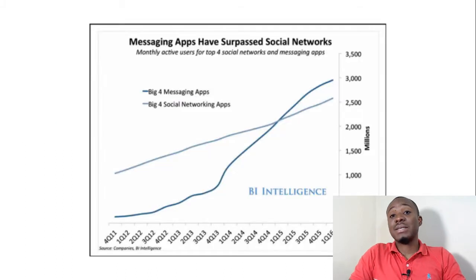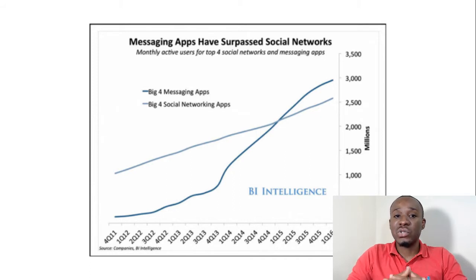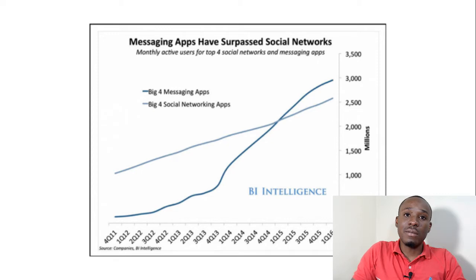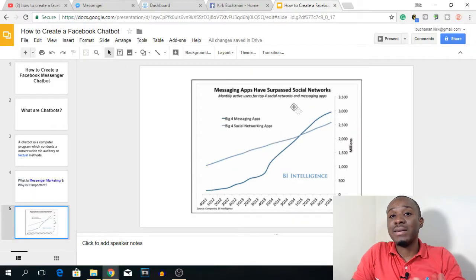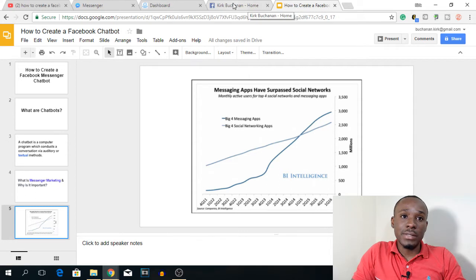Why is it important? It is important because more people are now using messaging apps than are using social networking apps. All right, so this is based on information from research done by Business Insider's BI Intelligence, between 2011 and 2016. So that is why it's important and why you need to start using Facebook Messenger chatbots in your marketing campaigns.